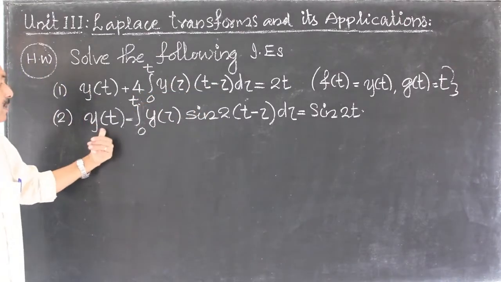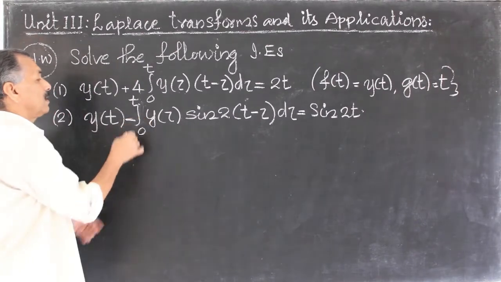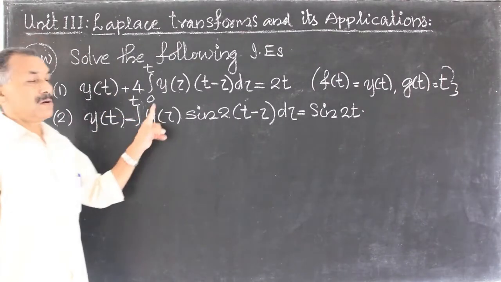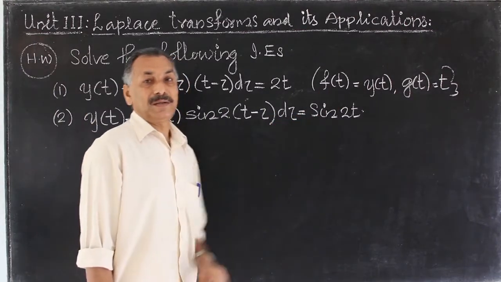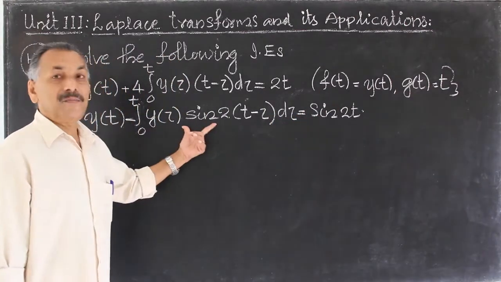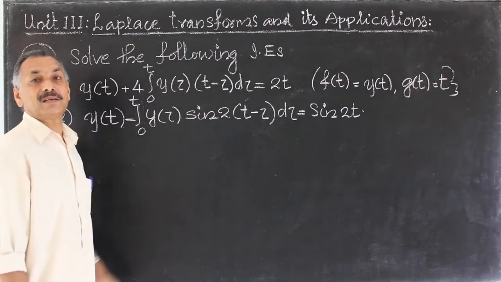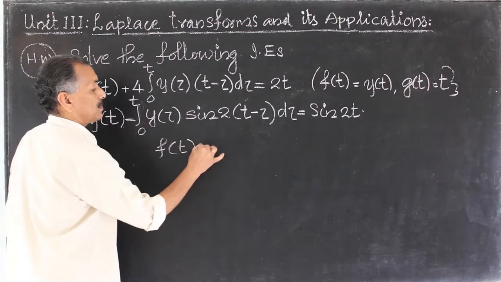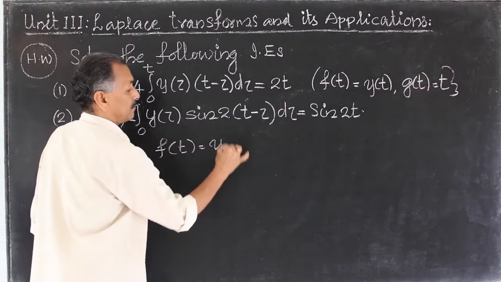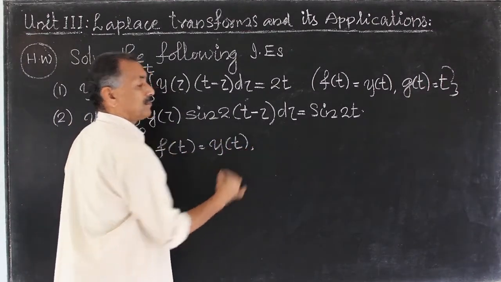This one, y of t minus integral 0 to t y of tau sin 2 into t minus tau d tau is equal to sin 2t. To write this in the form f convolved with g, in this case what is f of t? Here f of t is equal to y of t. Then what is g of t?